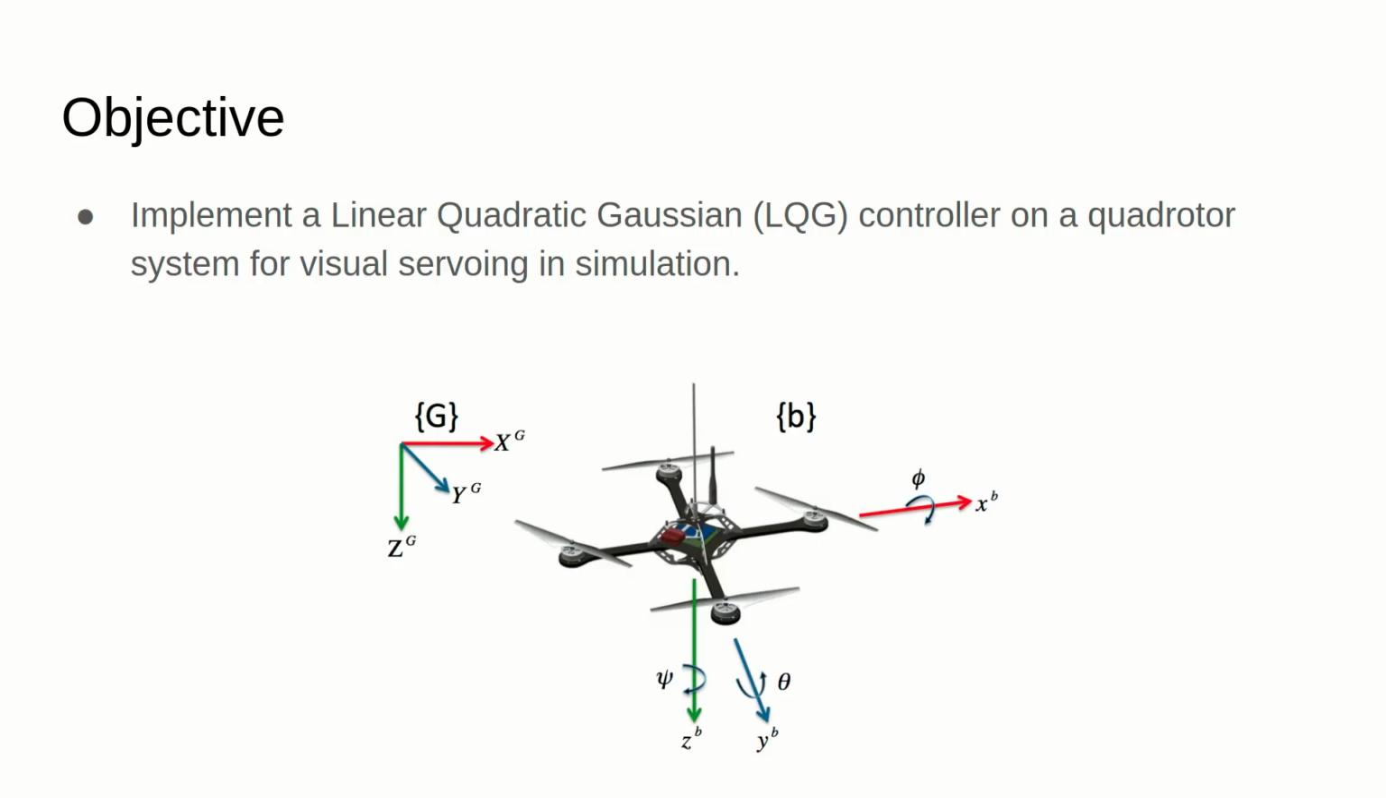The objective of this presentation is to dive into the derivation and implementation of a linear quadratic Gaussian, or LQG, controller on a quadrotor system, and particularly for the case of visual servoing. We're going to demonstrate that in simulation.